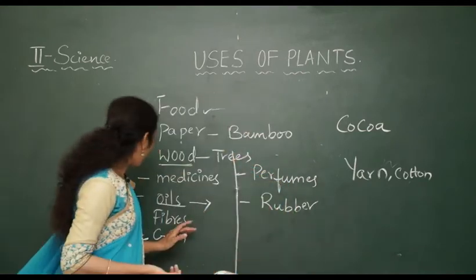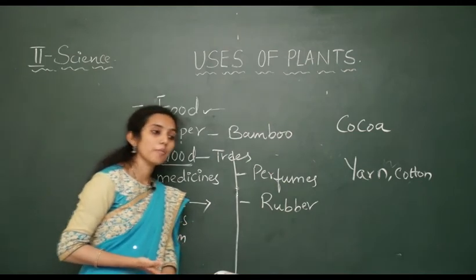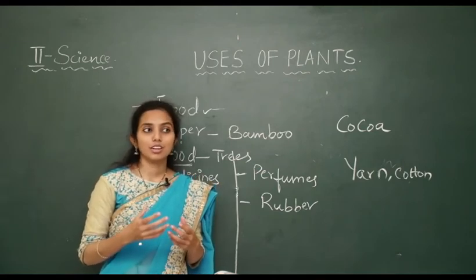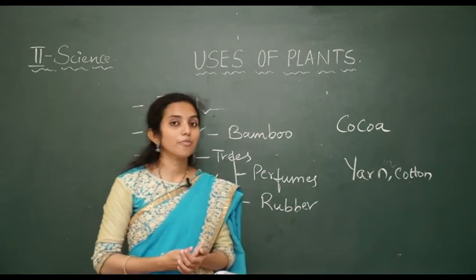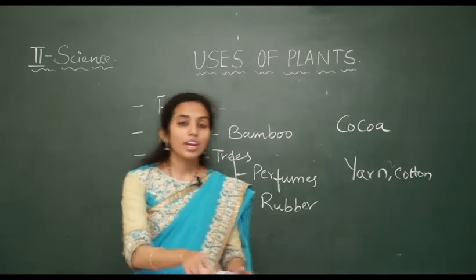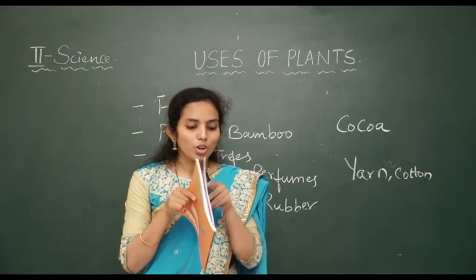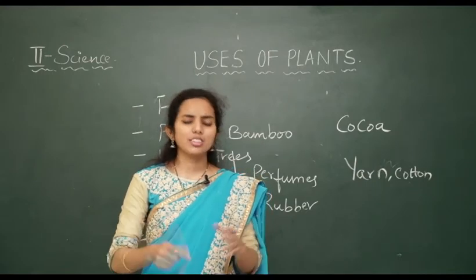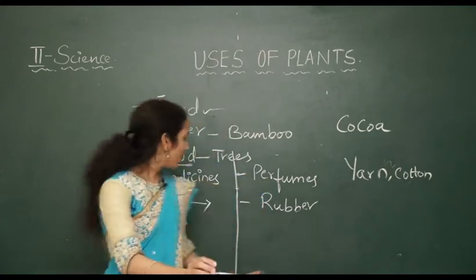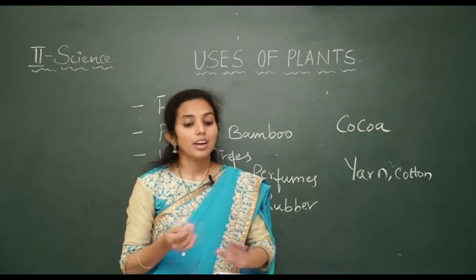So fibers are finished. Gum is also a most important thing, which is not observed in our regular life, but without gum we cannot do many works. Yes or no? Even to prepare this book we need a gum. Yes or no? To stick the papers together. In such cases there are many uses of gums. So where do we get gum from? We get gum from the tree.